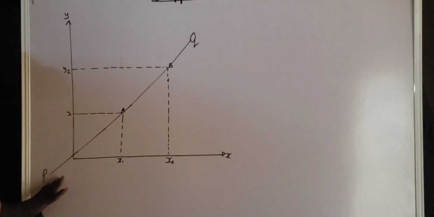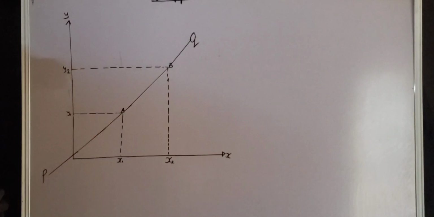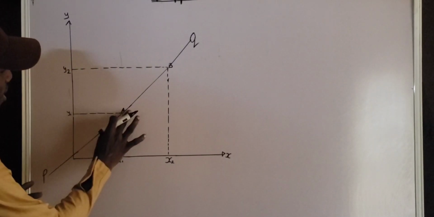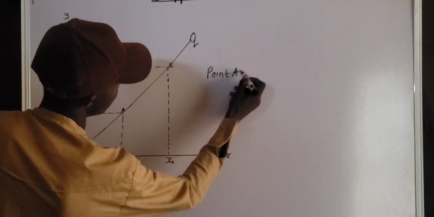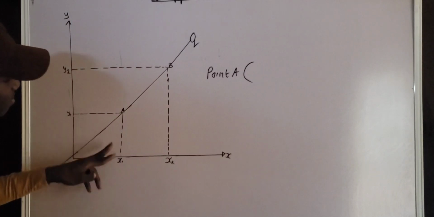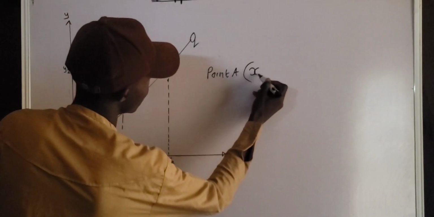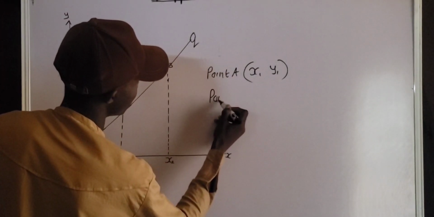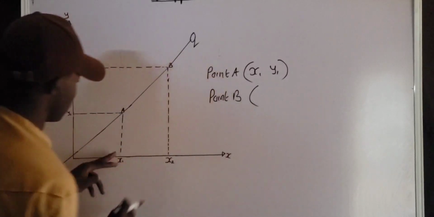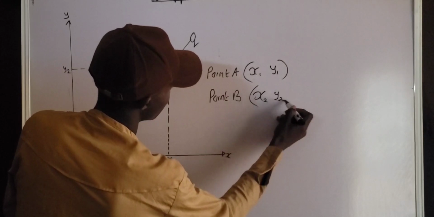Let us consider this graph. We have line PQ, which lies across points A and B. Now, if you look, point A contains both x and y axes. For point A, I have x1, y1, and for point B, which is this, we have x2 and y2.